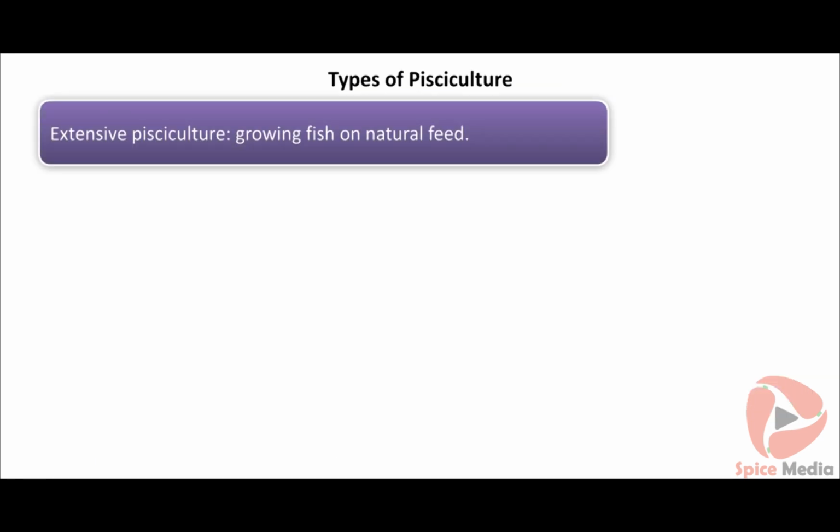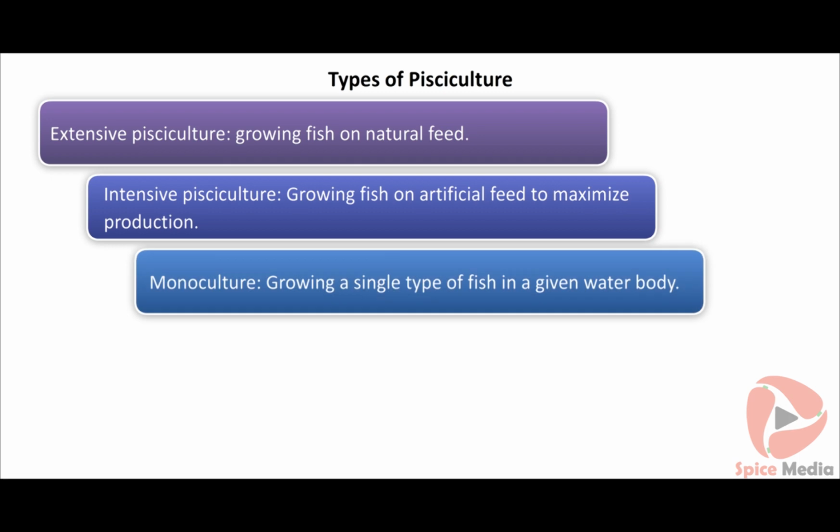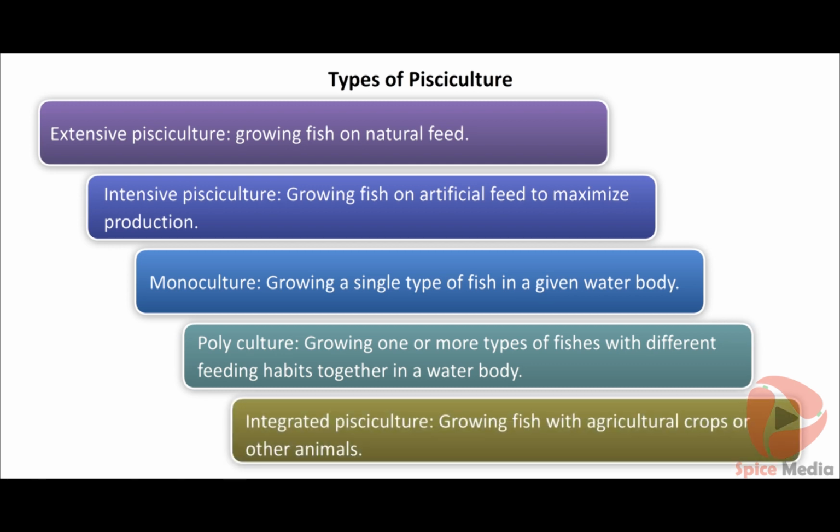Extensive pisciculture, growing fish on natural feed. Intensive pisciculture, growing fish on artificial feed to maximize production. Monoculture, growing a single type of fish in a given water body. Polyculture, growing one or more types of fishes with different feeding habits together in a water body. Integrated pisciculture, growing fish with agricultural crops or other animals.